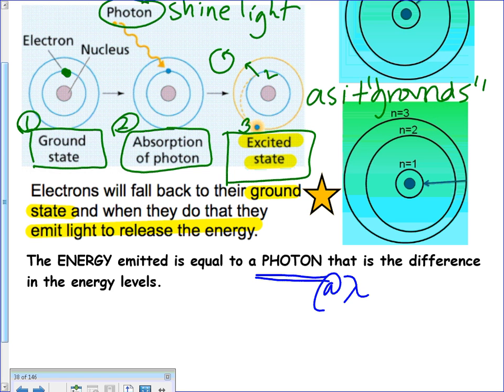So red are short or long waves? Red are long, they're on the infrared side. Violet is short, on the ultraviolet side. So we just drew that out.